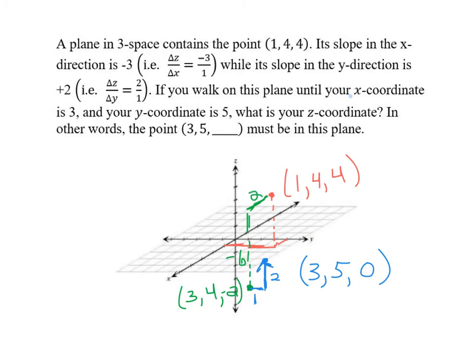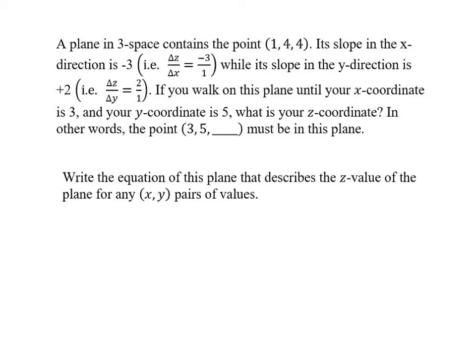All right, pretty cool. So now let's see if we can come up with an equation for this plane, right? Kind of doing the same thing you did last time. Only difference is now you're at 1, 4, 4. You're not on the z-axis anymore. You still have your same slopes. Instead of trying to get to the point 3, 5, you're just trying to get to any point x, y, and figure out what the z value is for any xy ordered pair. Pause your video and see what you can get.